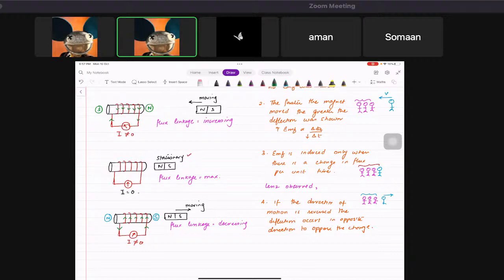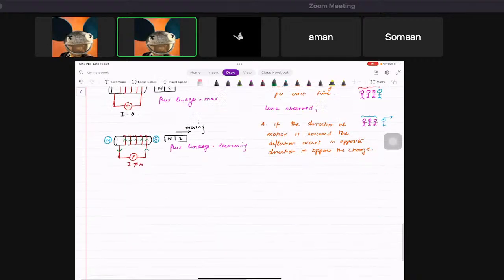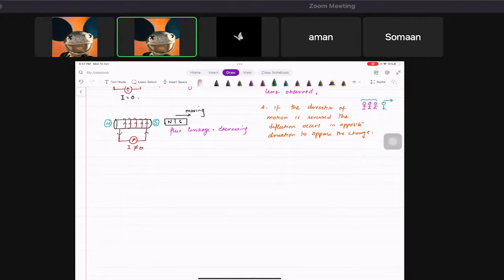Now, let's do one more thing and then we're going to stop the class. And you guys will tell me now, what if a magnet is allowed to fall through a coil? Now, they've shown you a coil.